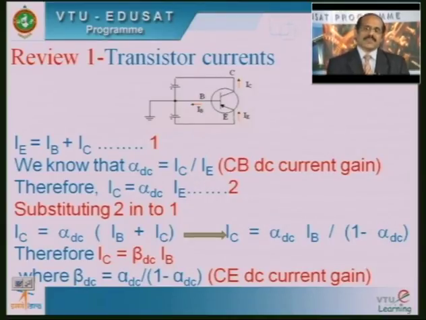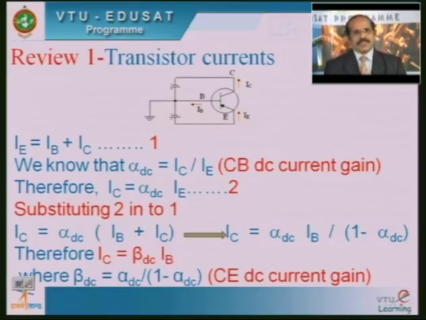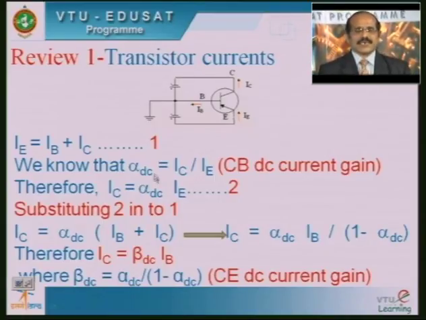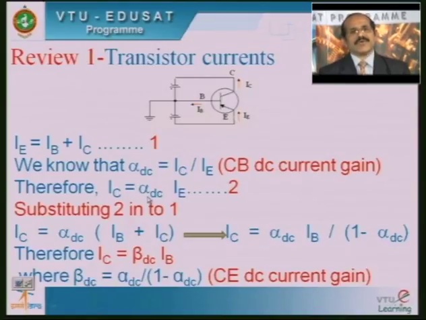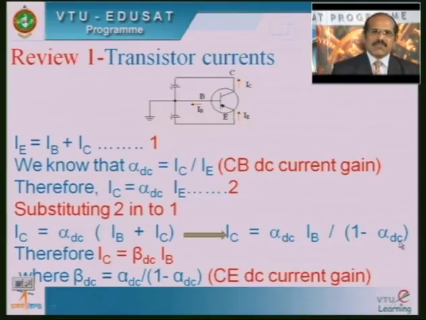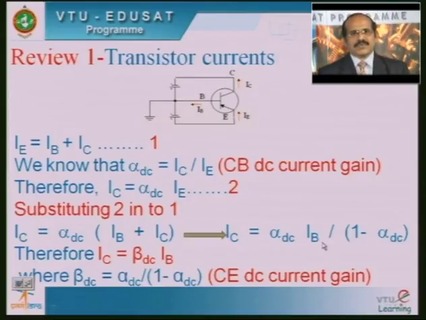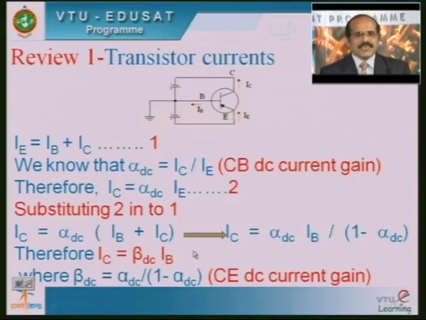Alpha DC is called the common base DC current gain. Therefore, IC, the collector current, is equal to alpha DC times the emitter current. If we substitute the equation for IE into equation 2, what we will get is IC equals alpha DC divided by 1 minus alpha DC times IB. Therefore, if we replace alpha DC by beta DC divided by 1 plus beta DC, we get IC equal to beta DC times IB, where beta DC is called the common emitter DC current gain.